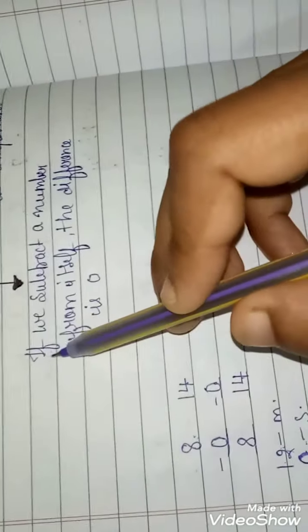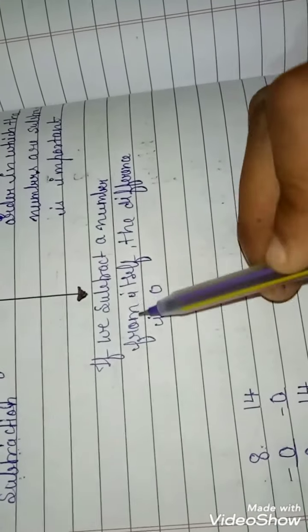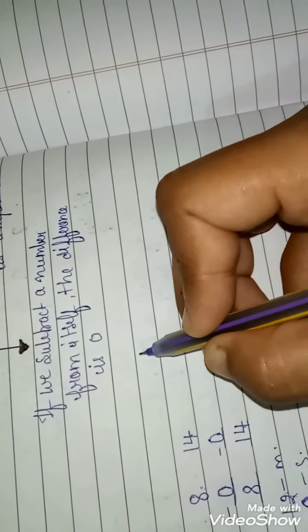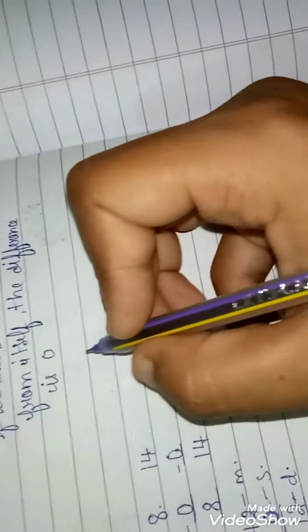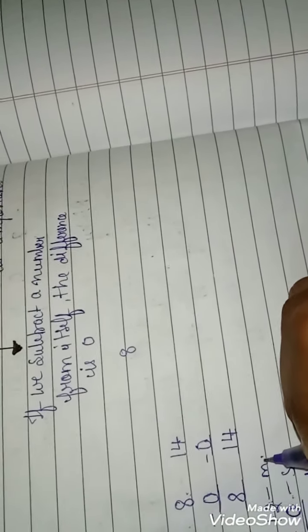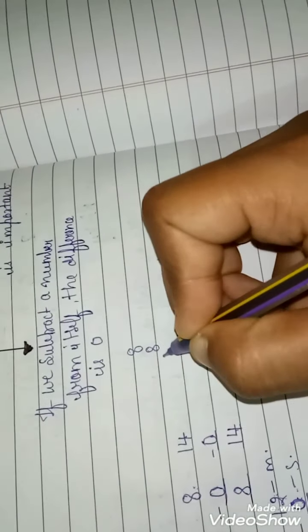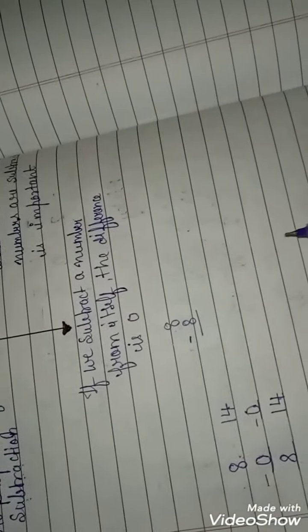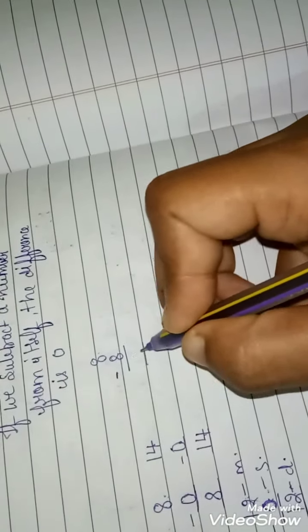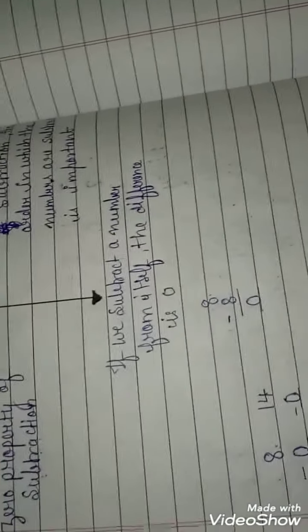Now we'll take our second property, that is, if we subtract a number from itself, the difference is 0. Now see what happens in this property. Suppose I am subtracting 8 from itself, 8. 8 minus 8 means we are subtracting 8 from itself, right? So when you subtract 8 from 8, you will get 0, right?